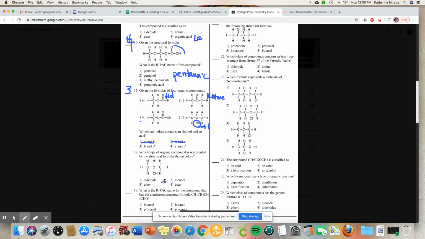What is the functional group? The only unique structure here is just an OH. Which of them has just an OH? That's an alcohol.